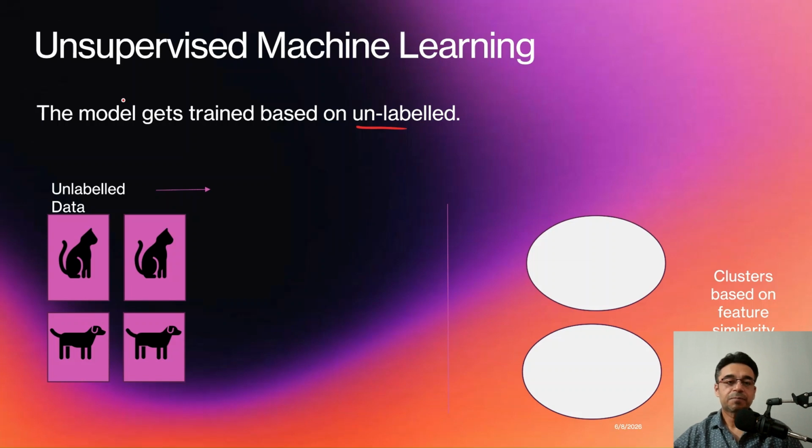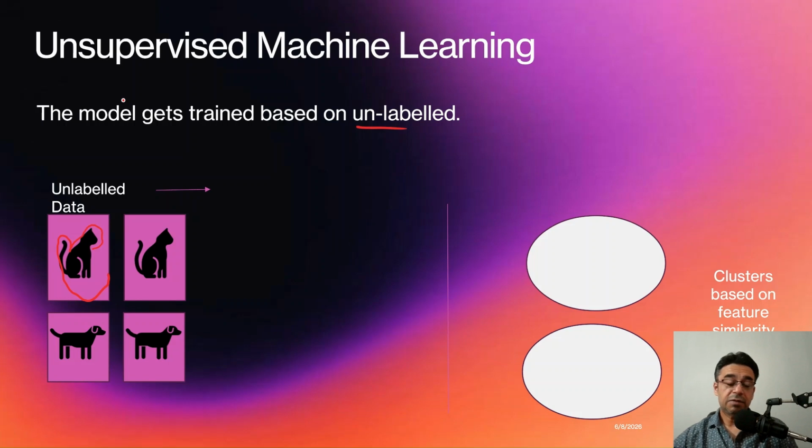Basically, in unsupervised machine learning, the model creates clusters based on feature similarity. The model will try to define the features of each of these images, for example, long tail, pointy ears, and some other features. Based on that, a cluster will be created. Then you have the other image, with, let's say, long ears, long nose, or some other features, and based on that another cluster will be created.